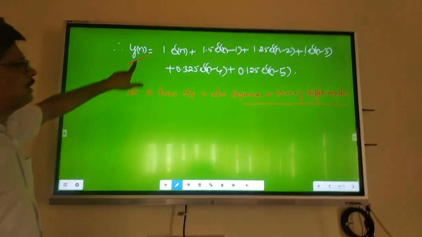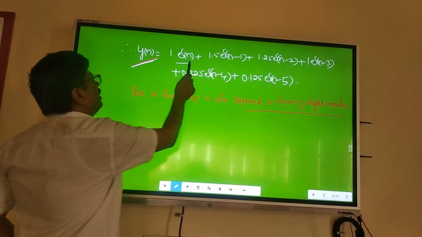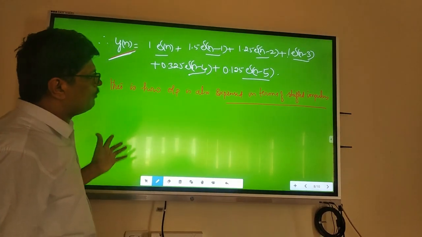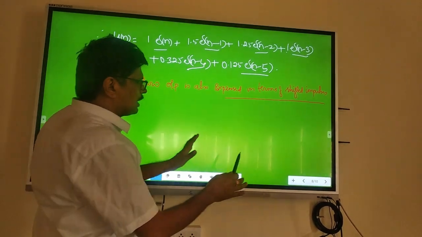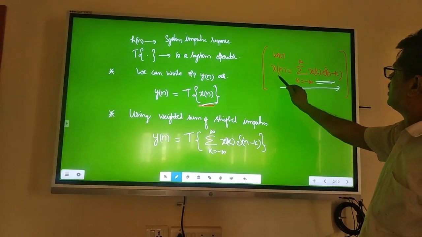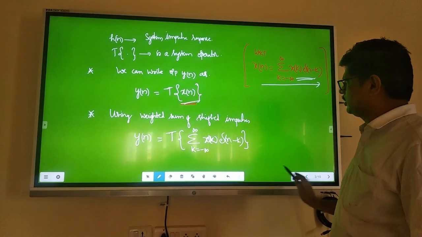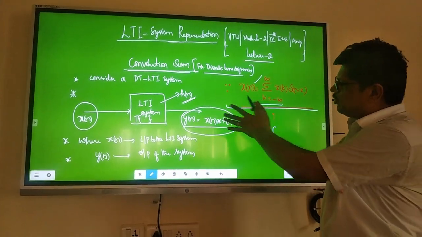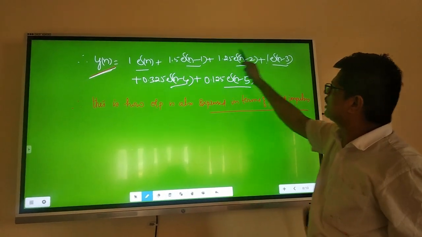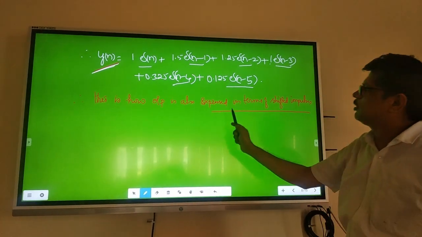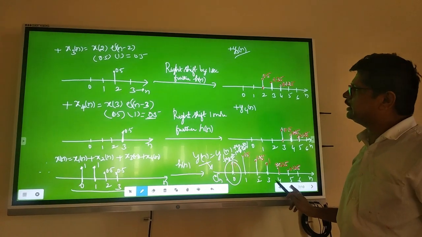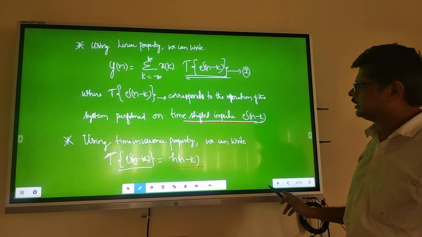What's the meaning? You will get the output also represented in terms of shifted impulses by using convolution sum. If the input x of n to the system is expressed in terms of shifted impulses, then the output we get from the convolution sum is also in the form of shifted impulses. This is how output is expressed in terms of shifted impulses using convolution sum in LTI system representations.